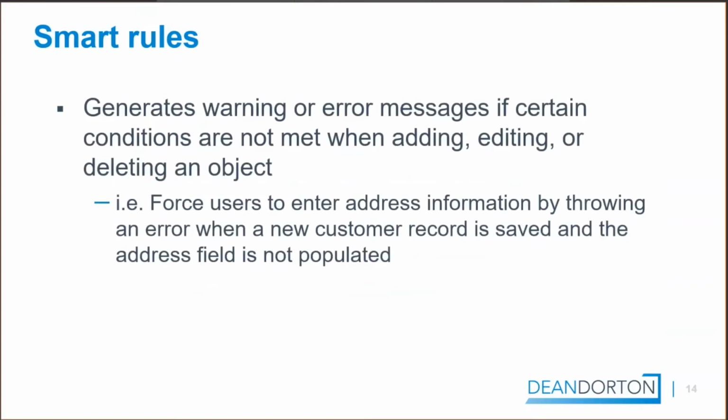So the next smart action that I briefly want to talk about here is smart rules. This is a really nice way for you to customize your system so that you can make fields required. It's going to throw warnings or errors. You can prevent things from saving if you wanted to. And the example here is if you have somebody who is always creating new customers and they never put the address in, well, you can make that field required, right? So if they try to save a record and they don't have the address information filled out, it's going to throw an error message. So a nice way for you to customize that functionality and fit your business need.